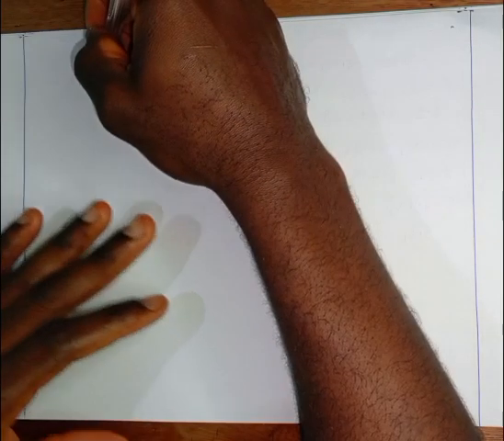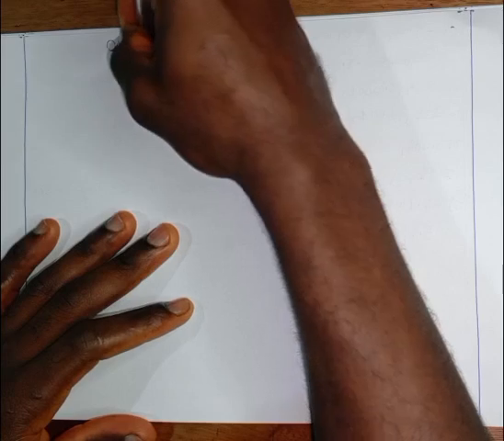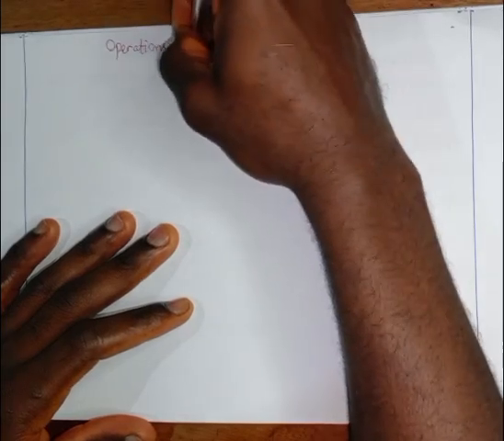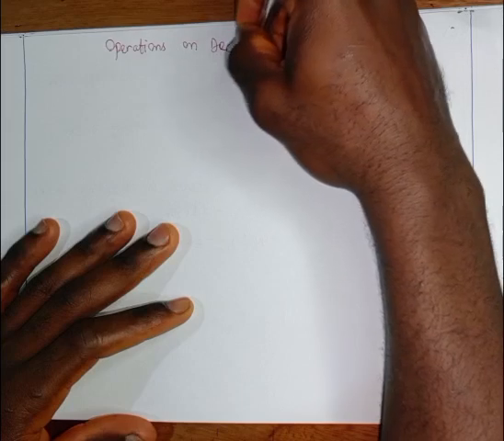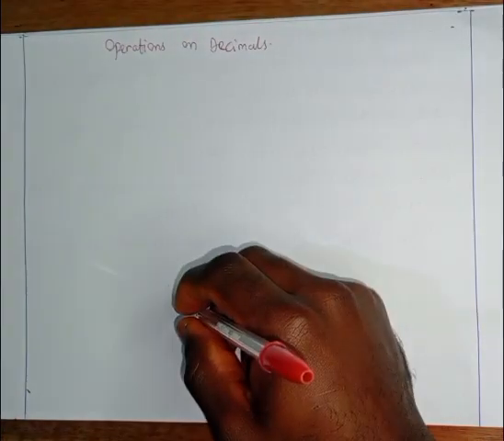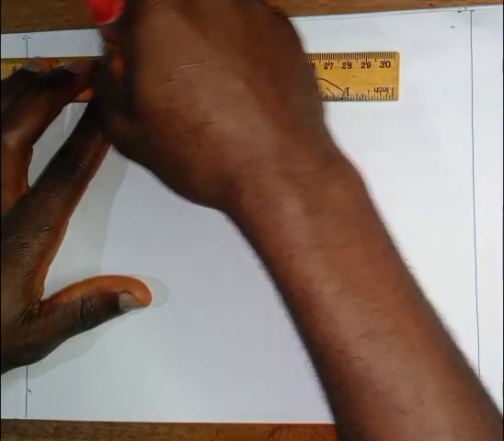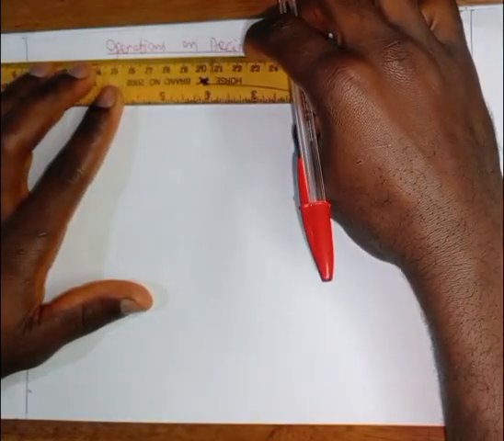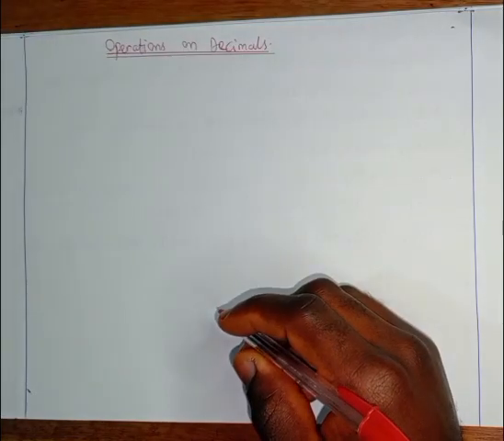We are going to move now to the next thing, which is operations on decimals. We are going to see how to add decimals, to subtract decimals, to multiply and to divide decimals.